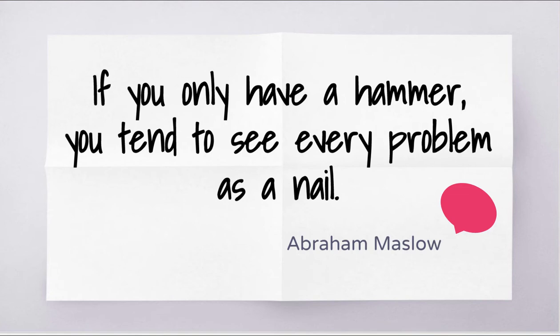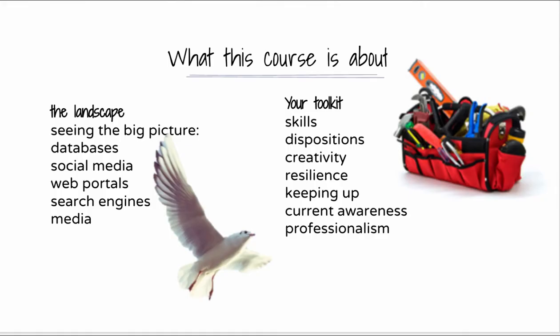Abraham Maslow famously said, if you only have a hammer, you tend to see every problem as a nail. I want you to think about Maslow's words as we go through our time together and beyond. So we are about thinking about your toolkit. We're looking at the landscape, seeing the bigger picture, looking around with peripheral vision as birds do. So we'll look at databases, social media, web portals, search engines, and media, and mobile, of course.